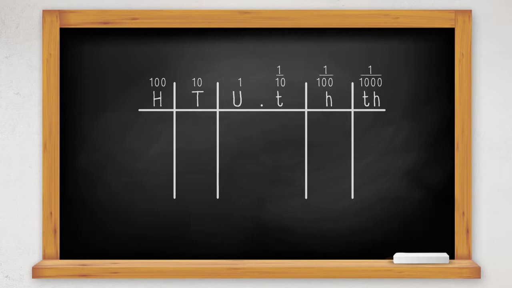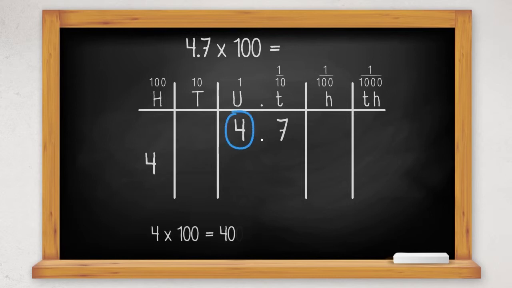We'll do another one. Suppose we want to multiply 4.7 by 100. We write the number in the place value table. We have 4 units, a decimal point, and 7 tenths. If we multiply 4 units by 100, we get 4/100, so we put a 4 in the hundredths column. If we multiply 7 tenths by 100, we get 700 tenths, which is 7 tens, so we write a 7 in the tens column.